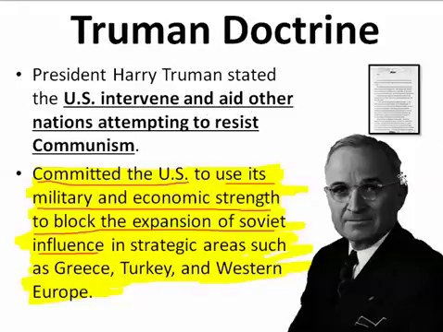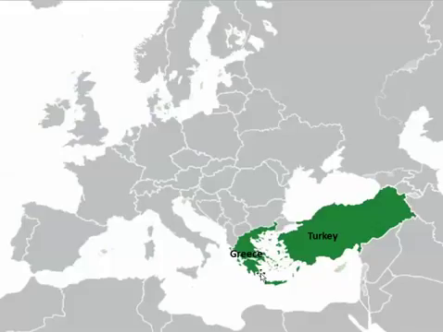Greece and Turkey were under attack by the Soviet Union, and the Soviet Union was trying to spread its communism down into Greece and Turkey. Let's go ahead and look at a map of that. Here's Greece, and here's Turkey, and here's the Soviet Union up here. So Truman wanted the United States to help Greece and help Turkey resist Soviet spread of communism there.